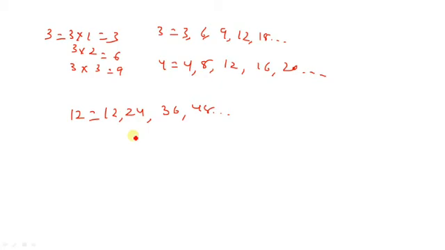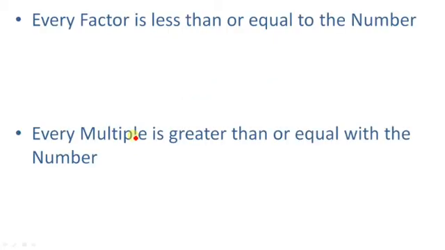Now, one and the same number will be the factor of the same number. So these are the differences between factor and multiples. Always remember, we'll discuss in the next part. Always remember every factor is less than or equal to the number.